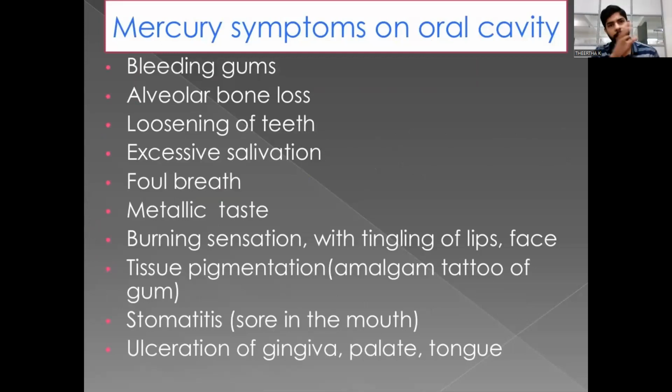As we discussed earlier, this is a summarization of the symptoms of mercury toxicity on the oral cavity, which include bleeding gums, alveolar bone loss, loosening of the teeth, excessive salivation, foul breath, metallic taste, burning sensation with tingling of lips and face, tissue pigmentation, which is also known as amalgam tattoo of the gum, stomatitis or soreness in the mouth, ulceration of the gingiva, palate, and the tongue.